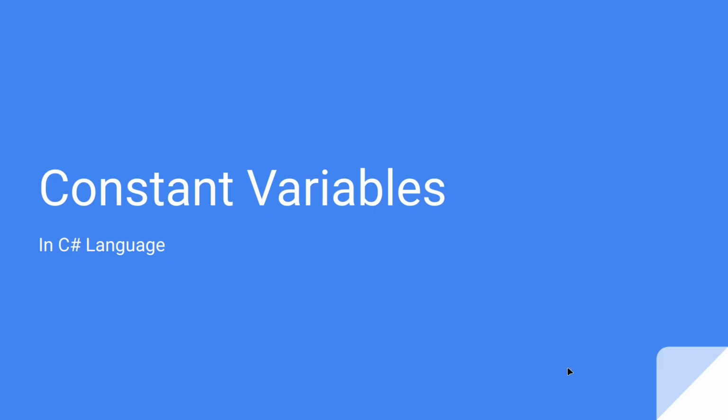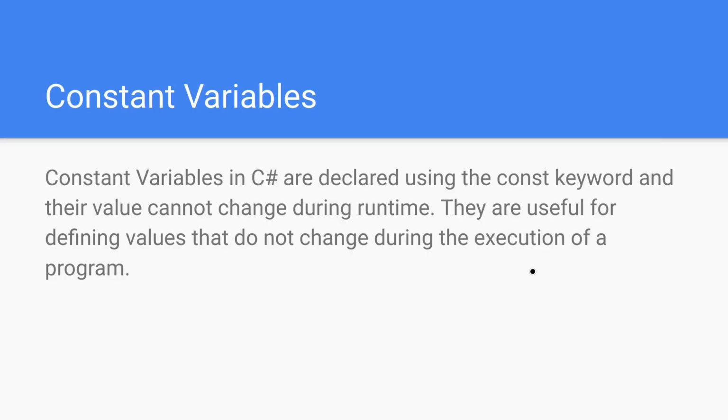Hi, in this video we are going to see what are constant variables. Constant variables in C# are declared using the const keyword, and their value cannot be changed during the runtime or throughout the program, and their value will be the same. They are useful for defining values that do not change during the execution of a program.